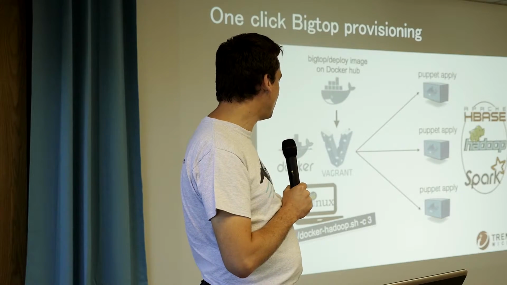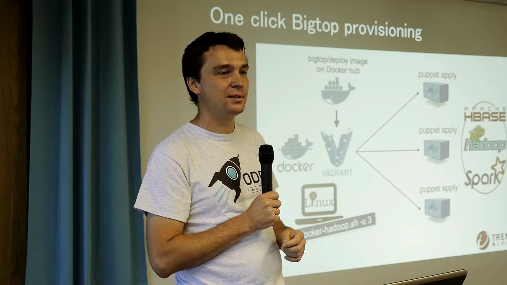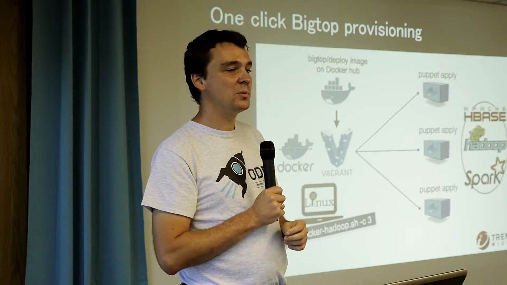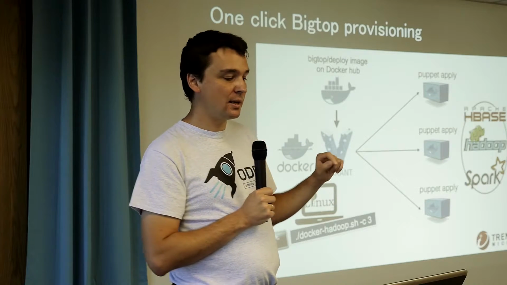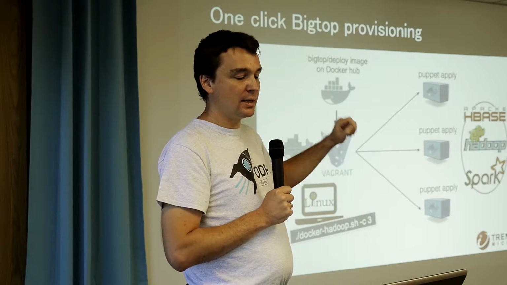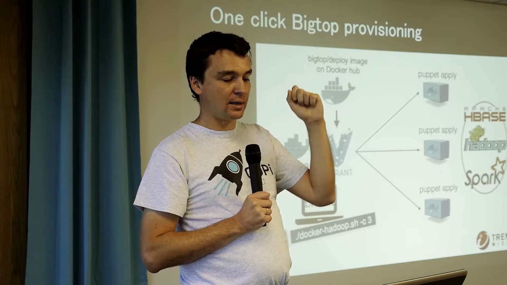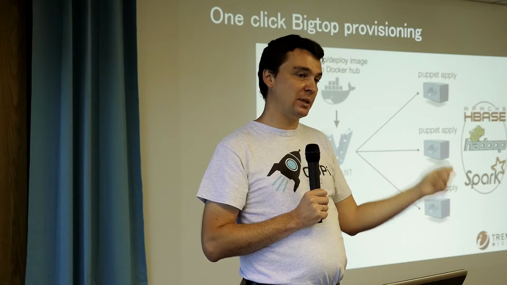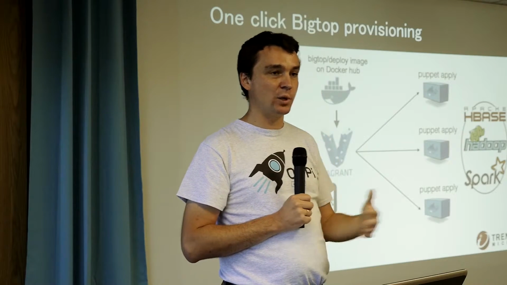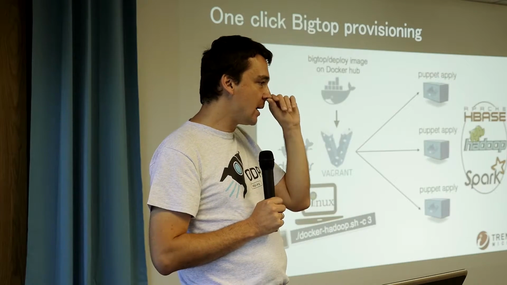You run docker hadoop sh -c, with the number of local instances, local nodes, that you're spinning up. And what happens then is there is a Vagrant deployment code that basically spins up a bunch of Docker containers, does a whole bunch of Puppet applies within those Docker containers, and voila, you have a fully functional Hadoop cluster on your local laptop within seconds.